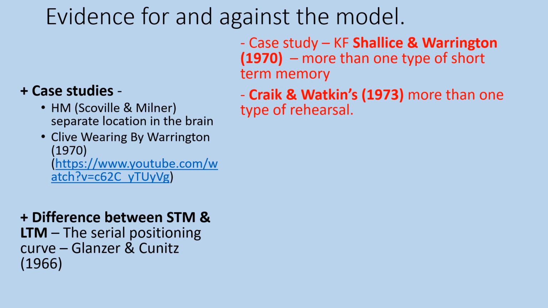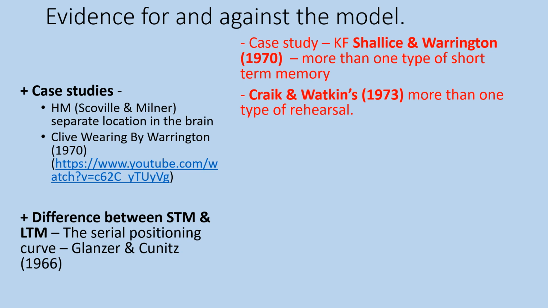KF and Shallice and Warrington. KF has an issue that he is able to process visual information, but he cannot process auditory information. Now, the multi-store model of memory can't explain this. In theory, all information is processed in the short-term memory and in the long-term memory. There's no separate store for visual and for auditory information. So that's a problem for this. It's actually support for our next theory, which takes that into account.